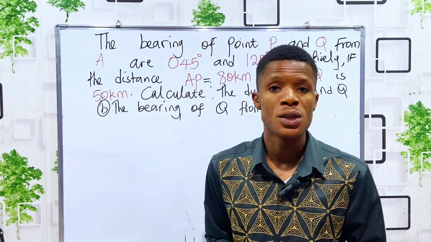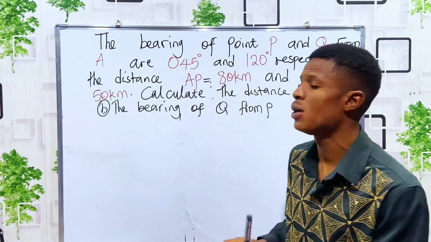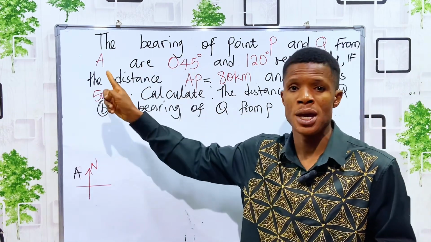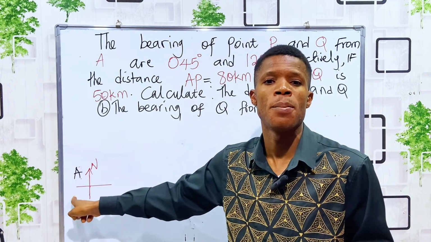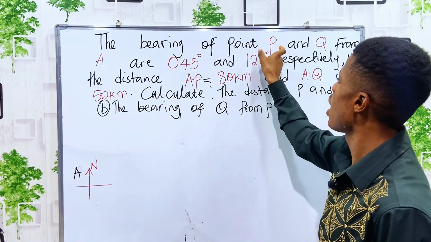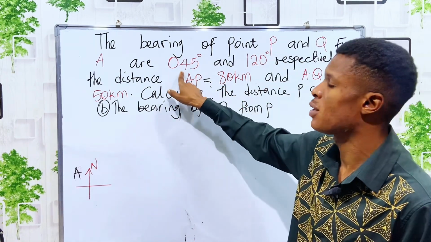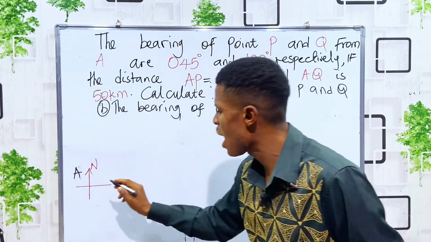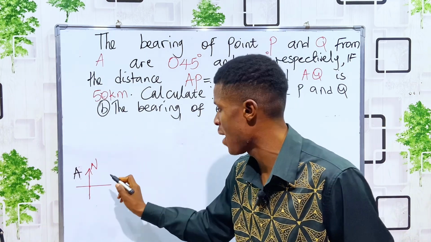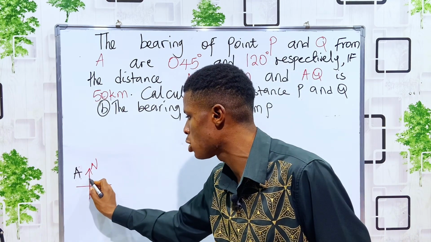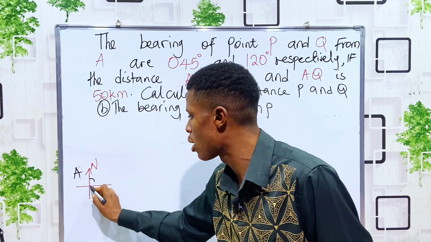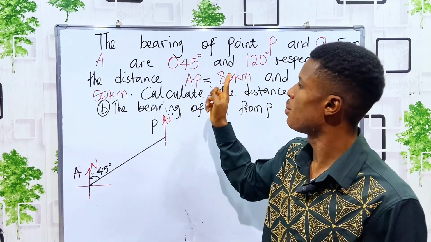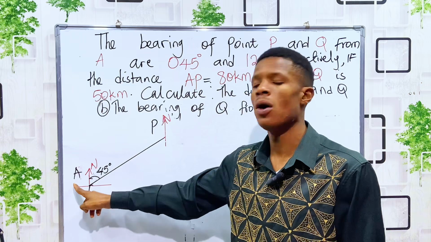Okay, for us to do this, we'll first represent this information in a diagram. Since the bearings of the two points P and Q are from A, the angles should be formed from point A. First, we are told that point P has a bearing of 45 degrees. That's the three-digit bearing 045. 45 degrees falls in the first quadrant. Since bearing is measured from North in a clockwise direction, we get 45 degrees here. So point P is on a bearing of 45 degrees from point A.